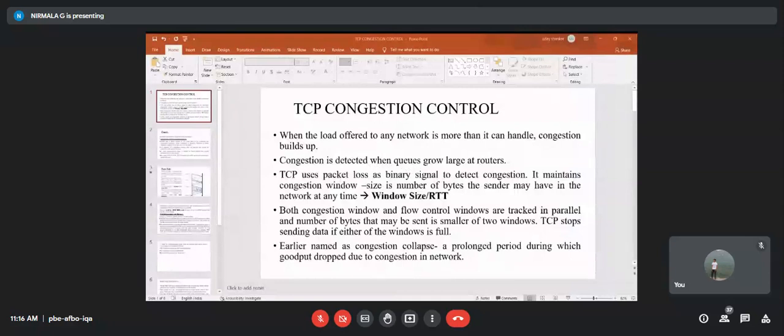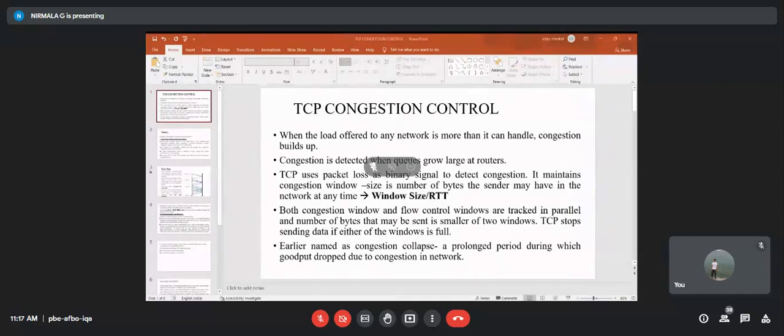In order to control this congestion, we need some parameters. So what are those parameters? Here TCP considers two different parameters. One is the congestion window, another one is the flow control window. So what is the congestion window? The size of the congestion window will be set to some value, and similarly we have a flow control window. The congestion window indicates the amount of data the sender may have in the network at any time. That we call the congestion window.